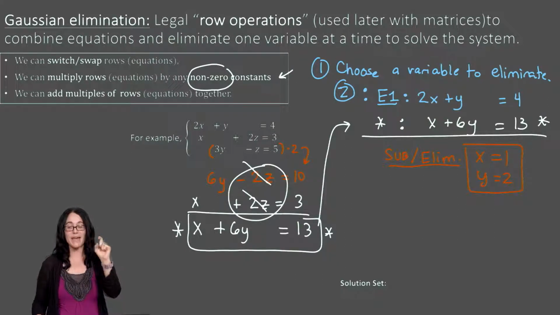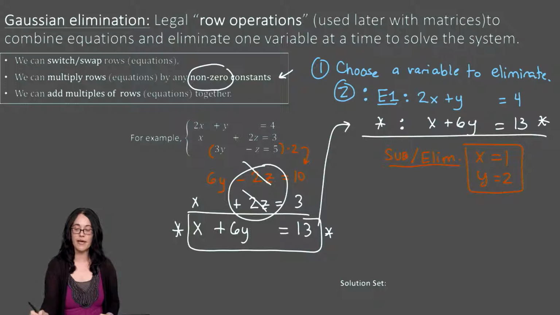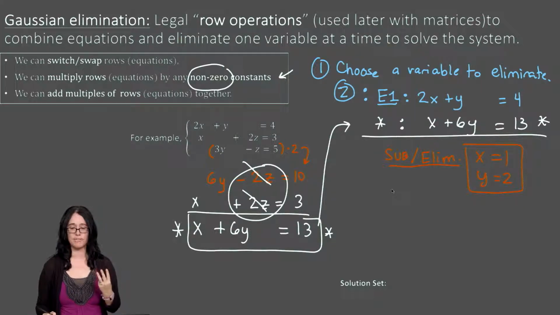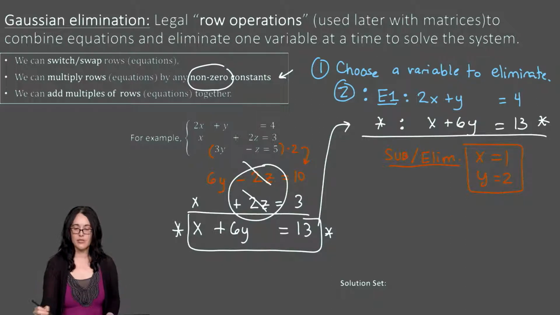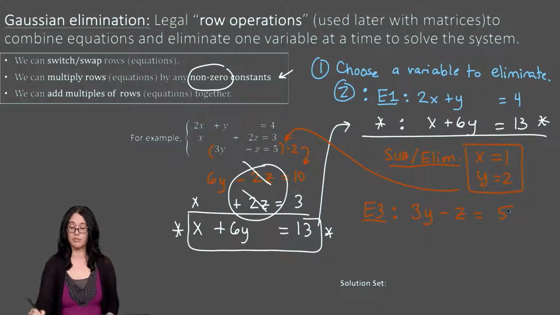Now, once you have x equaling 1 and y equaling 2, you can then plug those numbers into any of the original three equations where we have a z present, because we are solving for z now. So the easiest one, in my opinion, is probably equation 3. So going back to equation 3 here, we had 3y minus z should equal 5. But we know what y should be. y should be 2.